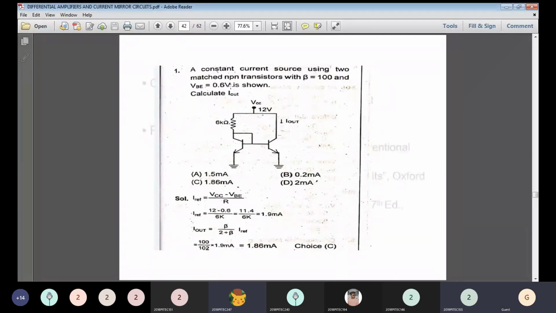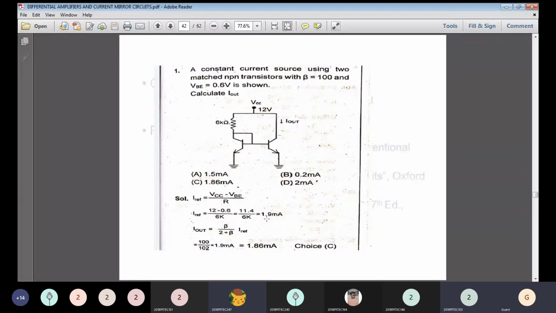If the VBE value is not mentioned, you can take 0.7 or 0.3 volts, that is, VBE as 0.7 for silicon and 0.3 for germanium. But in this question, VBE is already mentioned, so 0.6 volts, divided by the resistance, which is 6K. That R is nothing but RC, the resistance across the collector terminal. So 6K, and the value is 1.9 milliamps.